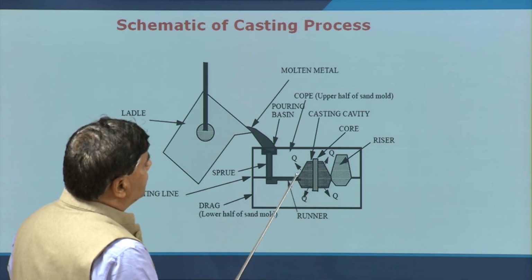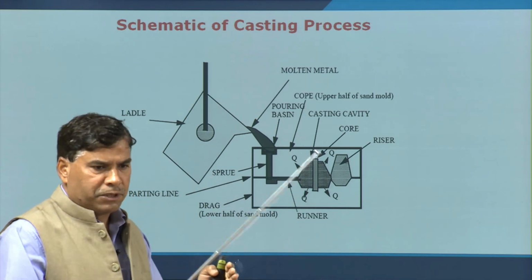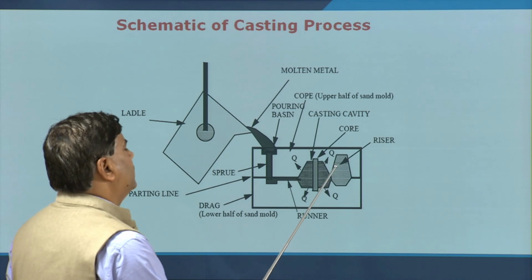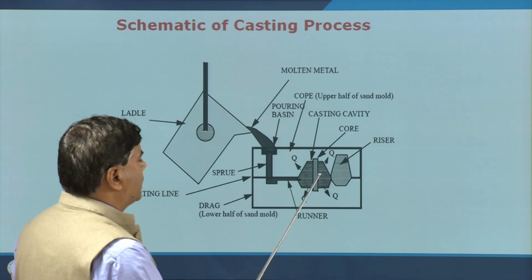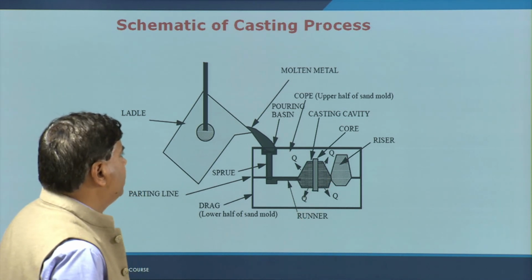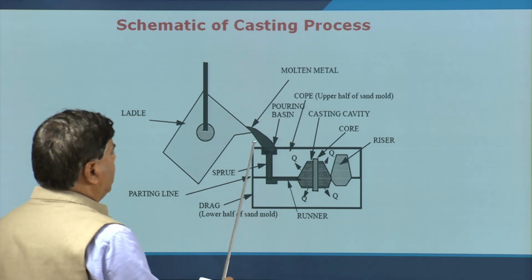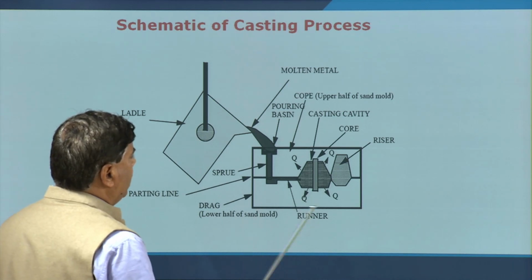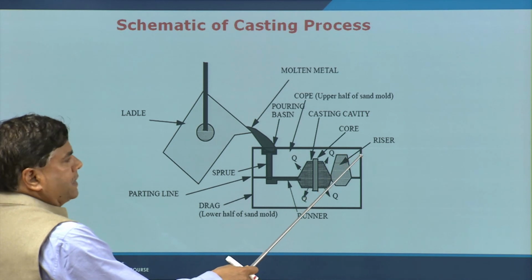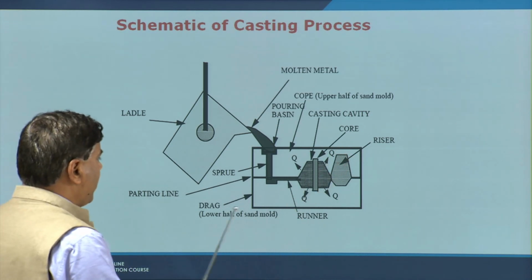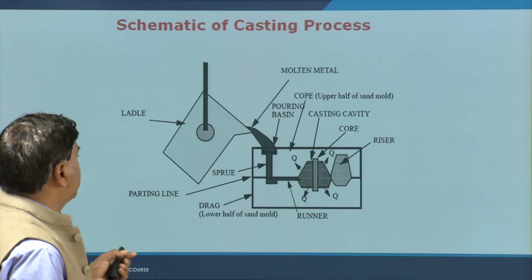And in the course of the solidification, when there is shrinkage of the molten metal, that shrinkage is taken care of by feeding the molten metal from the riser to the casting, and that is how the casting is obtained. This entire arrangement is the mold. It is made of two portions. One is the cope, the upper portion of the mold, and the drag is the lower portion of the mold.